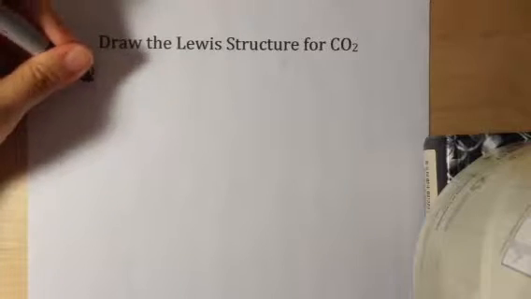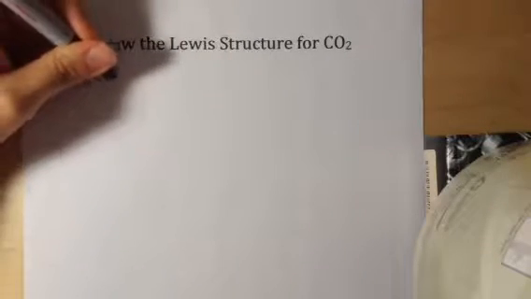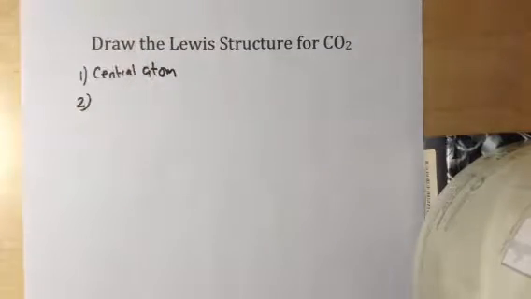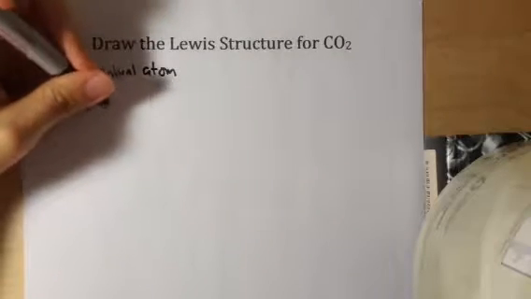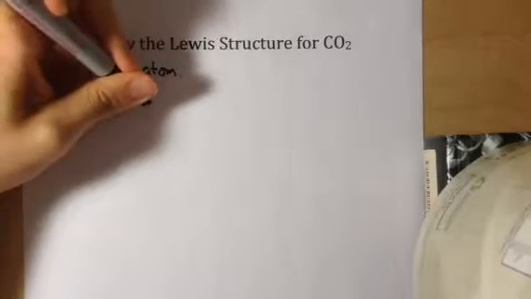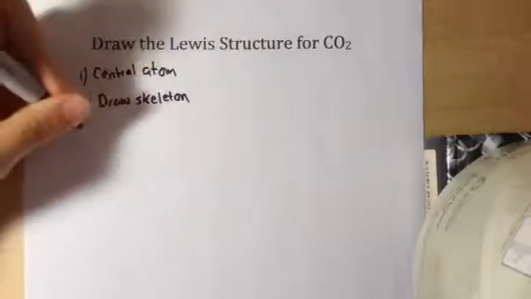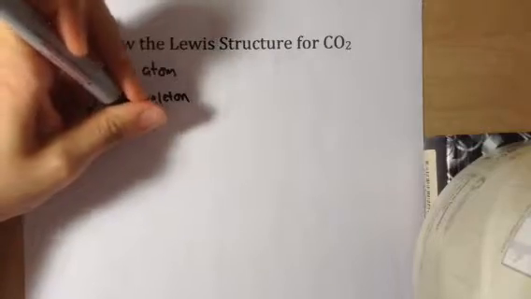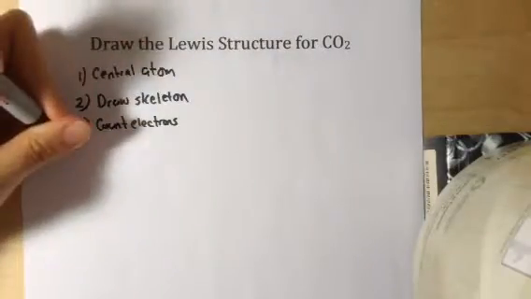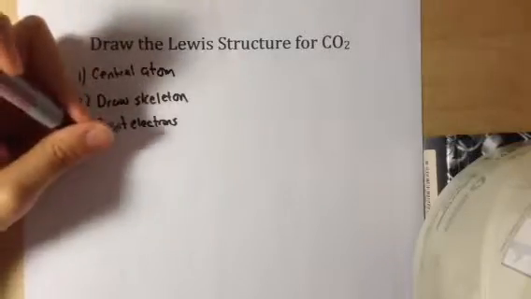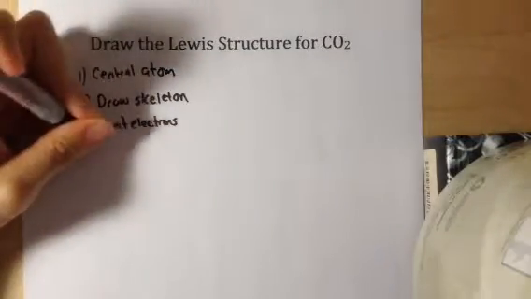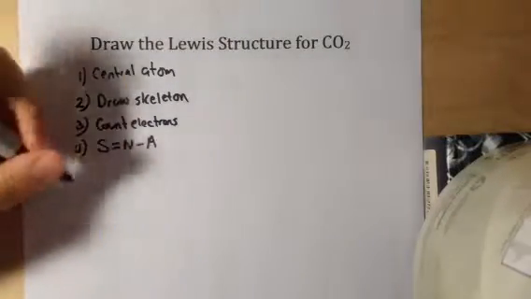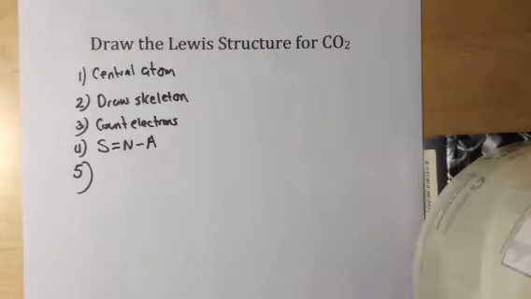1, identify central atom. 2, draw skeleton. 3, count electrons. 4, determine number of bonds. In this case, using shared equals need minus available. Shared equals need minus available. And 5, fill in lone pairs.